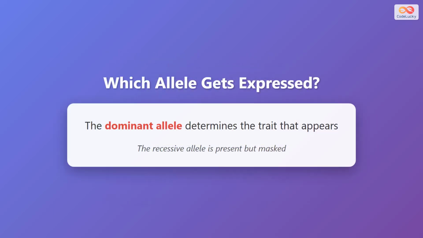When an organism is heterozygous, only the dominant allele determines the physical trait that appears. This is because dominant alleles mask the effects of recessive alleles. The recessive allele is still present in the organism's genetic makeup, but it does not show up in the physical appearance. Think of it like this. The dominant allele is the louder voice that gets heard, while the recessive allele is present but silent.